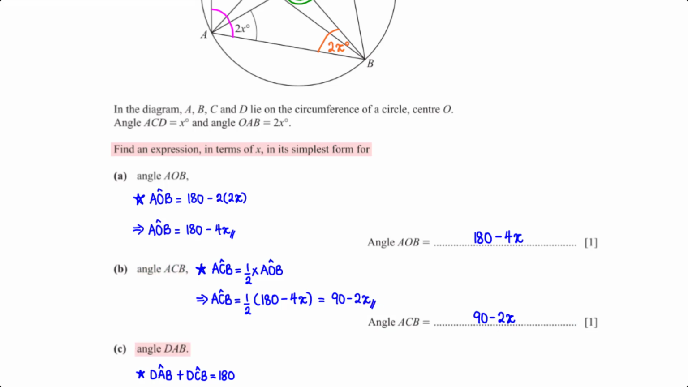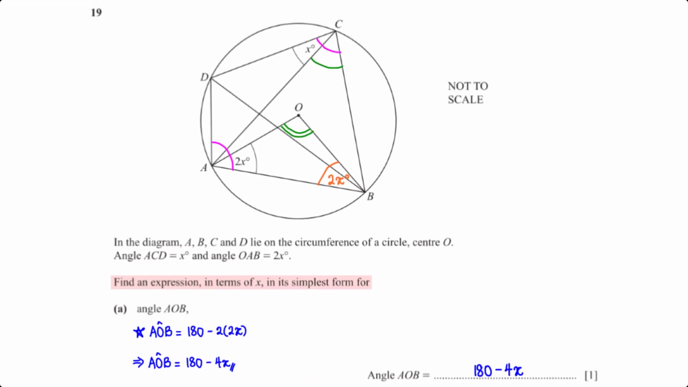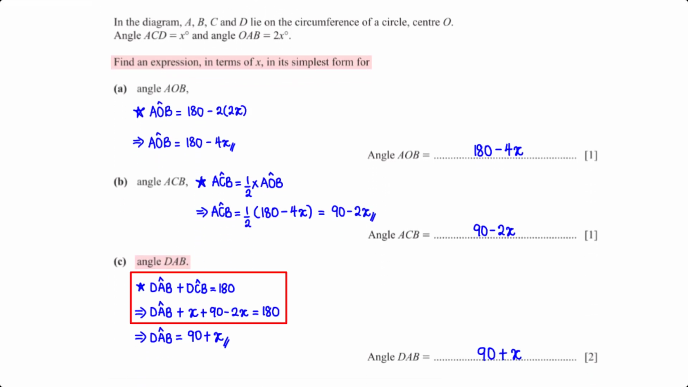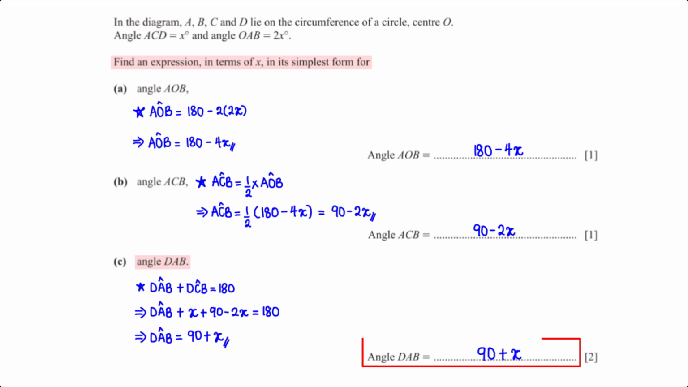Find angle DAB. Opposite angles in a cyclic quadrilateral should add up to 180 degrees. And so angle DAB plus angle DCB should be equal to 180 degrees. Angle DCB is equal to angle DCA, which is x, plus angle ACB, which is 90 minus 2x. When we make angle DAB the subject of the equation and group like terms, we get 90 plus x.